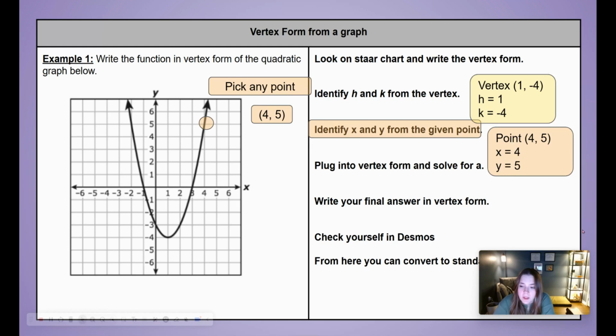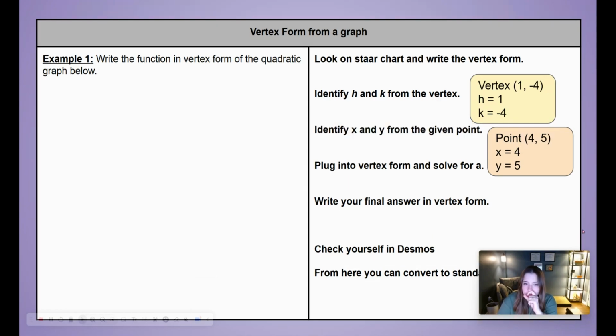Now you're going to plug that into the vertex form. Remember, I'm never going to expect you to memorize the vertex form. It is going to be on your star chart. You do not have to try to keep that in your head for memory. And you are going to plug in everything you just found out. Well, you have H and K, you have X and Y, you have everything you need to solve this problem now. So let's go ahead and put it in vertex form.